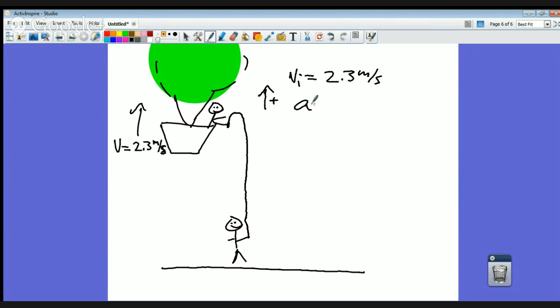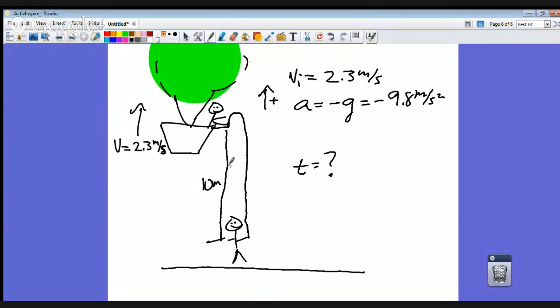We know that the acceleration is negative g, or let's just say negative 9.8. That's what we've been doing lately. Let's say I do want to know how long it takes for them to get to your friend, so I'm looking for the time. You would know that maybe you were already 10 meters away, so you're up here 10 meters. So we've got to figure out how long it takes to do that.